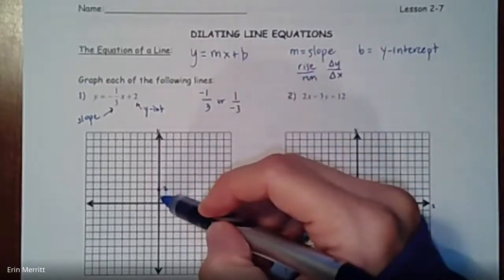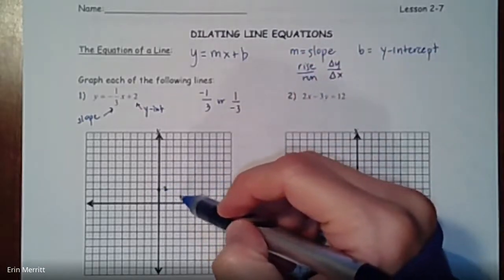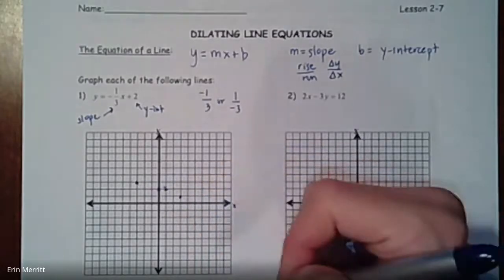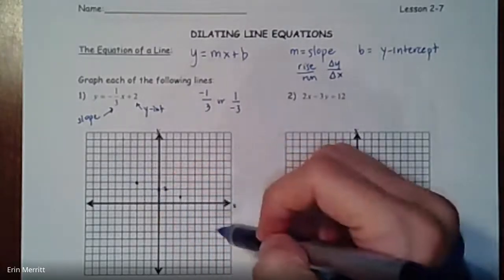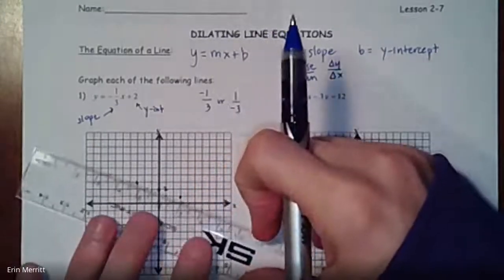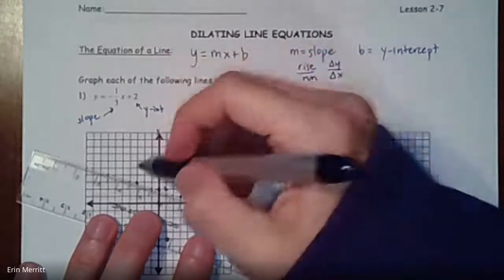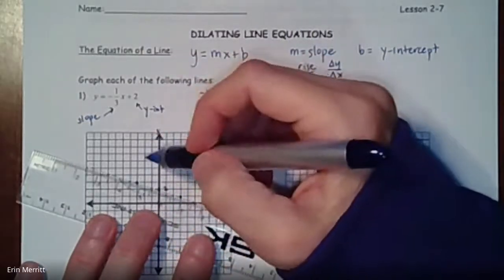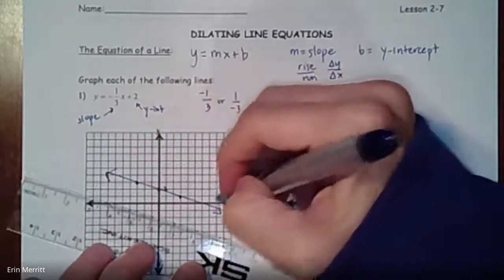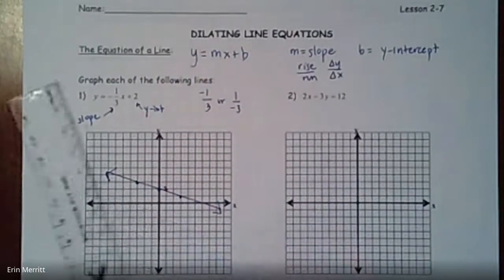So if we go down 1 and then right 3, that works. Or we could go up 1 and left 3. Either way, you should produce that same slant where it's down to the right as you look at it from left to right here. Right? So just doing some quick practice. There we go. All right. So the same thing for the second one.